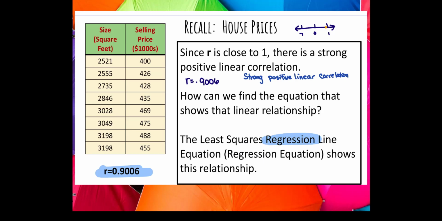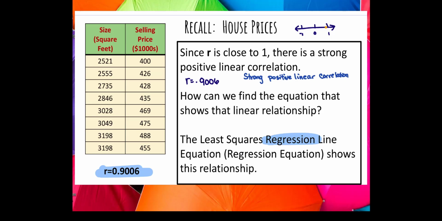So if we want to figure out what kind of relationship the two variables actually have, we can figure that out by finding the regression. Saying this the long way, it's called the least squares regression line equation. I just call it regression equation for short.